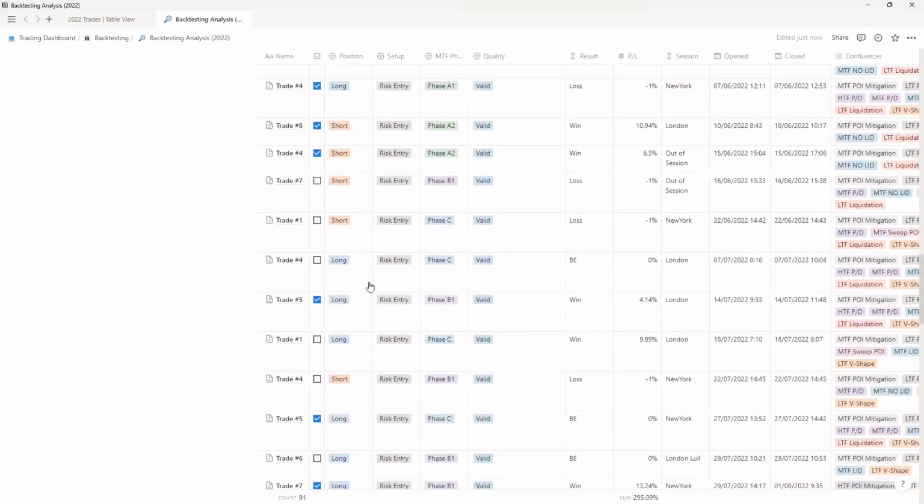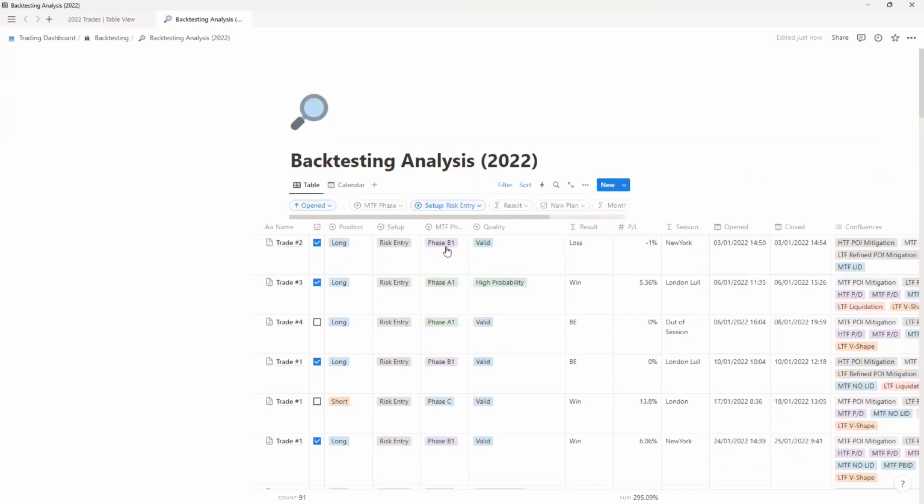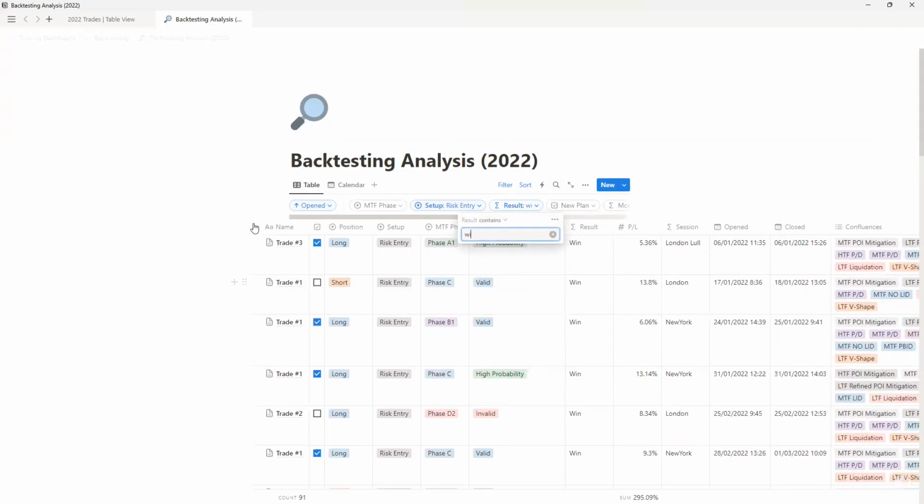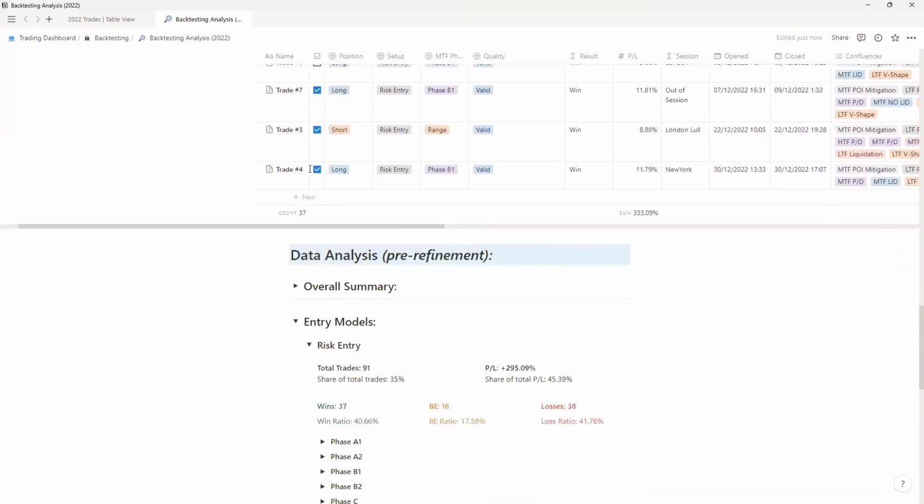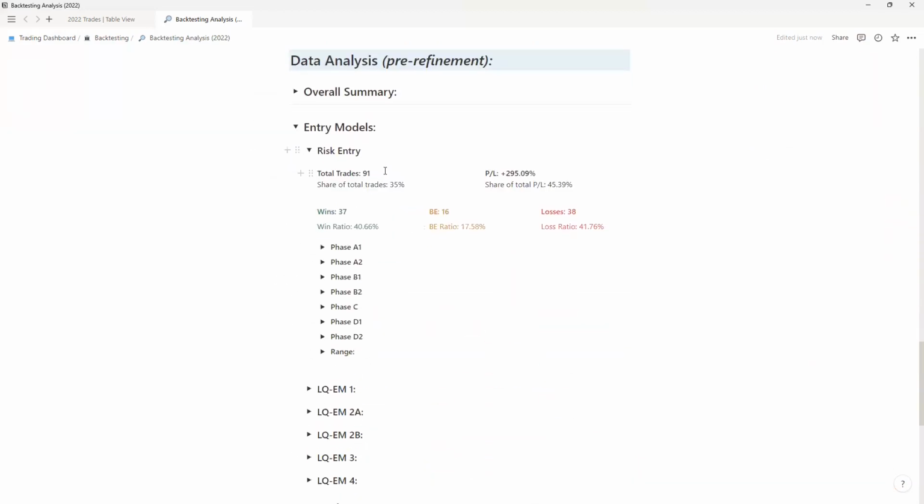And then you can go back up to those filters. You can say, okay, well, what was the win rate? I'm going to go, my result was a win. And this is just going to make it so much easier for you to analyze all of your data. There you go, you've won 37 trades out of the 91, you can do some maths there, and you can find your win rate was 40.66%.